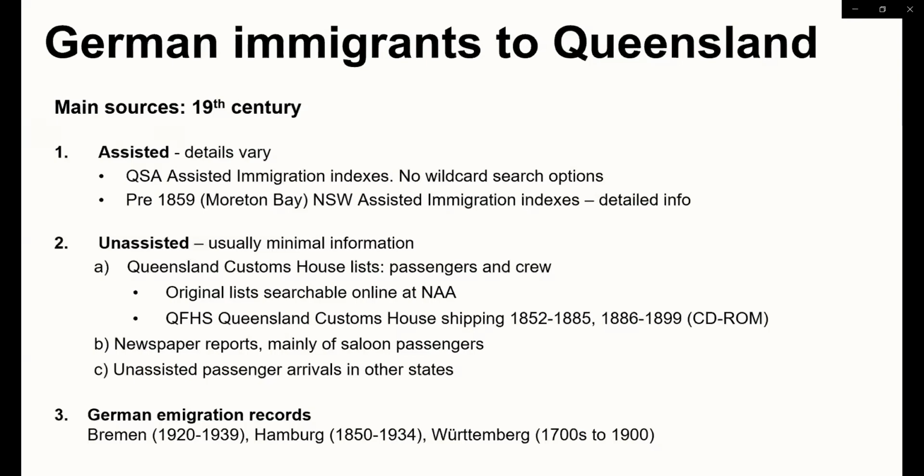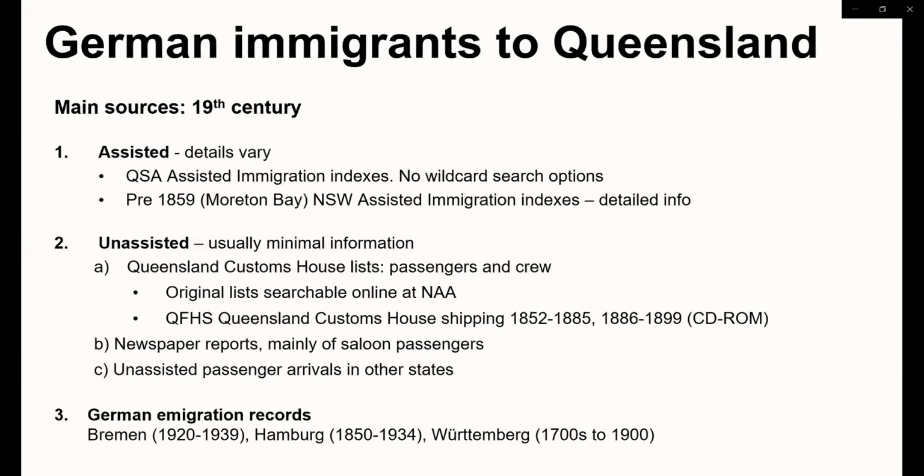If your ancestor arrived before 1859, when Queensland became a state, you may find them in New South Wales' list of assisted immigrants to Moreton Bay. There's often excellent detail in these records, especially in the immigration board lists.